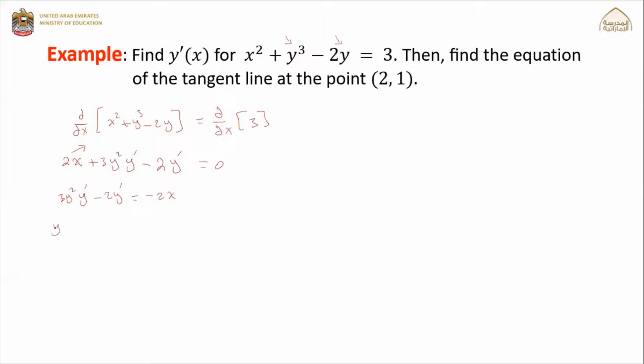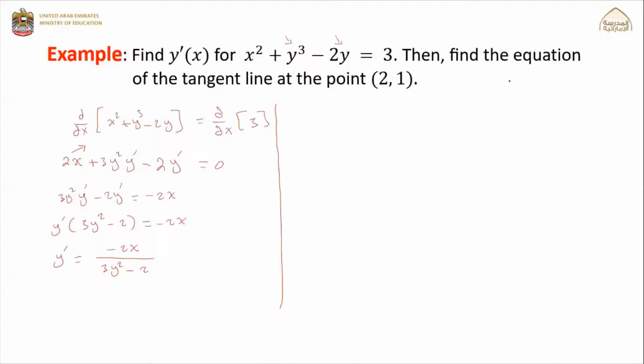After that, I will take y prime as a common factor. So y prime times (3y squared minus 2) equals negative 2x. Then y prime equals negative 2x over (3y squared minus 2). So this is the derivative of y, which is y prime.